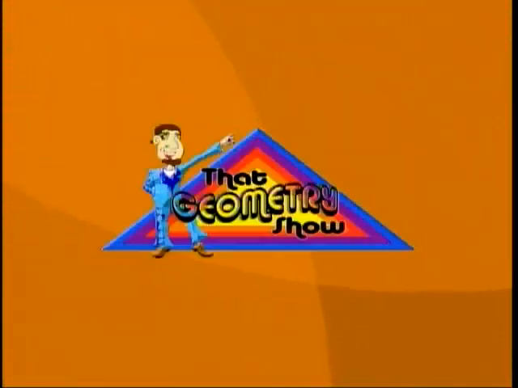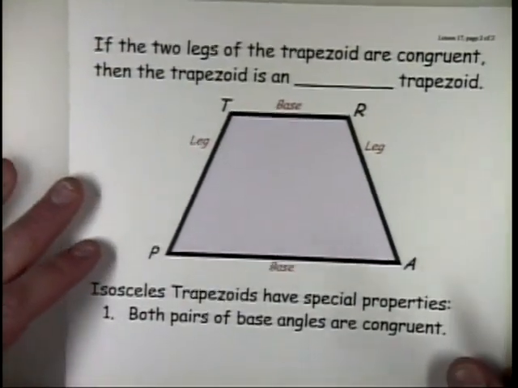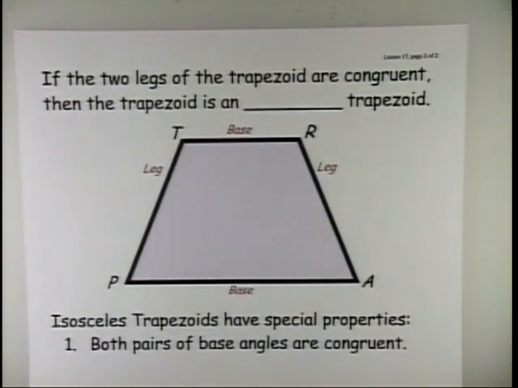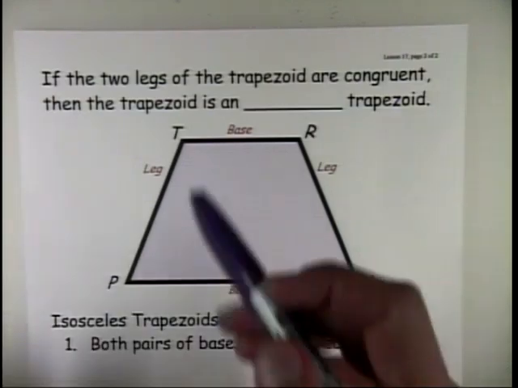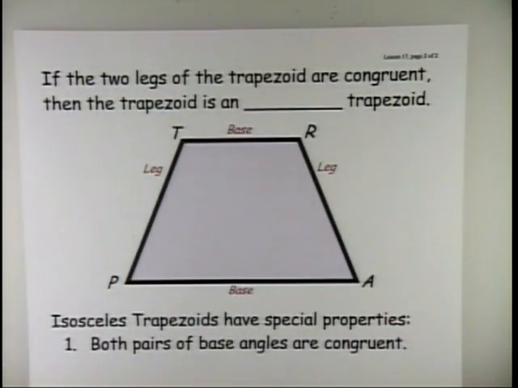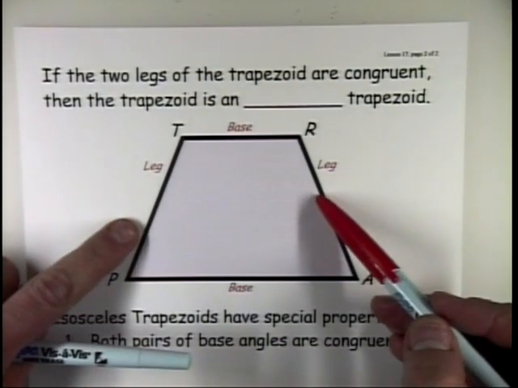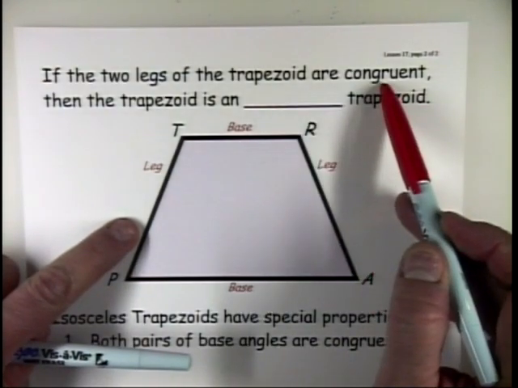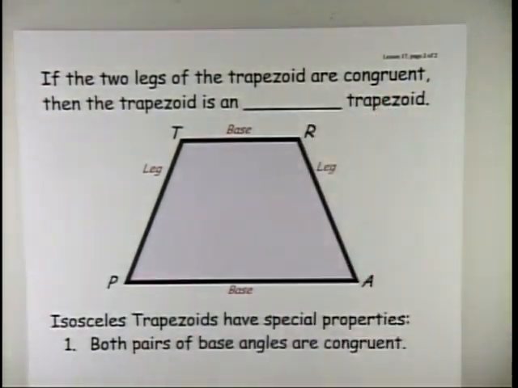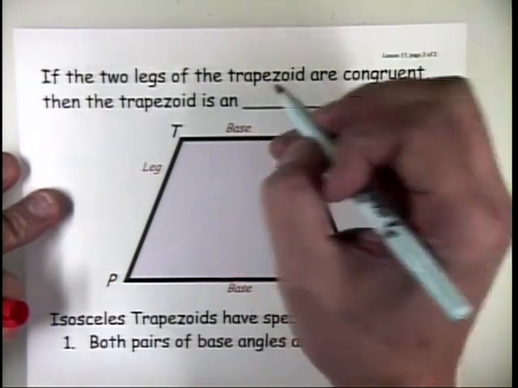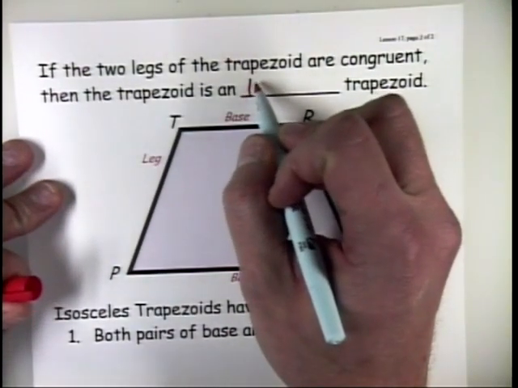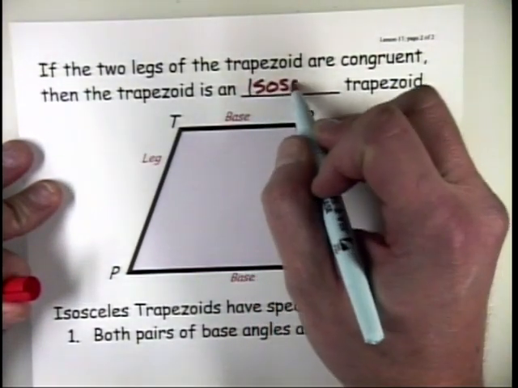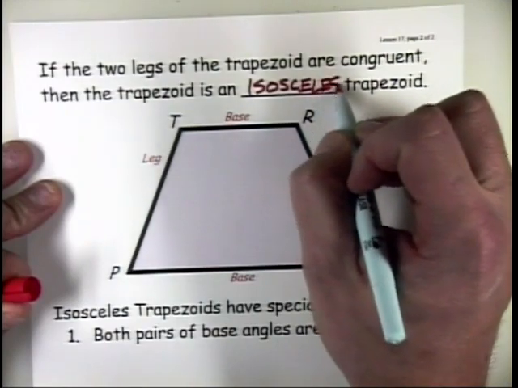Now, as you can imagine, there are some special properties of trapezoids, and the first thing we want to look at is a special type of trapezoid. If the two legs of the trapezoid, remember the two legs are the non-parallel sides, happen to be congruent, the same length, then we say that the trapezoid is an isosceles trapezoid. And we spell that I-S-O-S-E-L-E-S. That's a cool word right there.